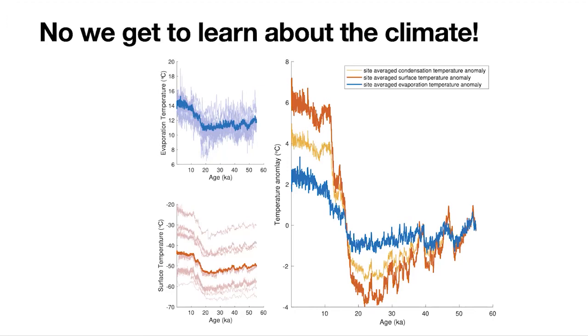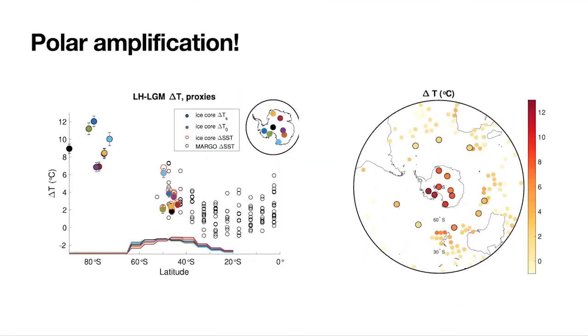And what you can see on the right is that the evaporation temperatures, the surface temperatures, and the condensation temperatures all have similar variability, but much different magnitudes, right? The average site surface temperature in red between the last glacial period and the modern is almost 3 times more variable than the average evaporation temperatures reconstructed from those same ice cores. What's that saying? Well, the evaporation is coming from somewhere lower in latitude than the condensation place. This is saying that the higher latitude temperatures are changing more than the lower latitudes. This is polar amplification, right?